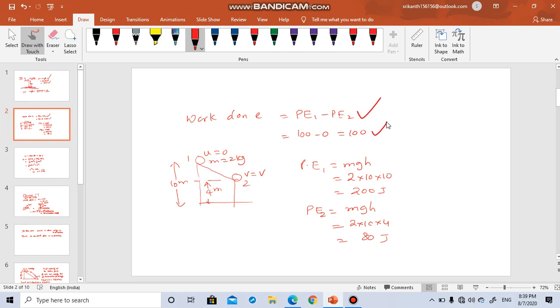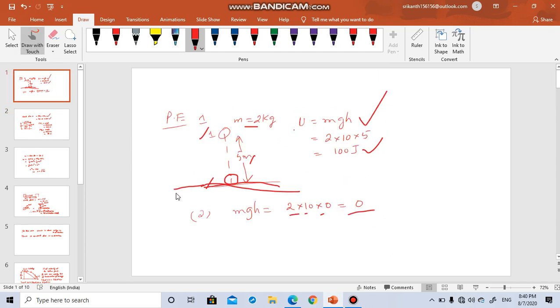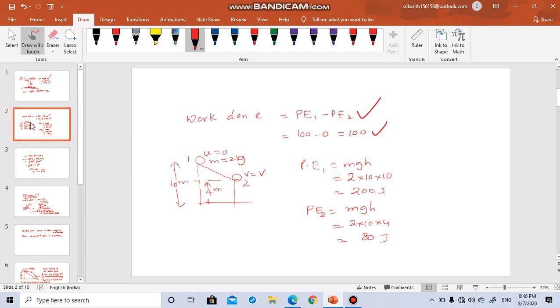Work also is measured in joules. You can write joules, you can write Newton meter, both mean the same. What is work? Force into distance. Force is Newton, distance is meter, so Newton meter. Newton meter is also called joule. So work done can be expressed as difference in potential energy. But while calculating potential energy, you must consider some reference line. No matter how complicated the problem, you should consider a reference line.